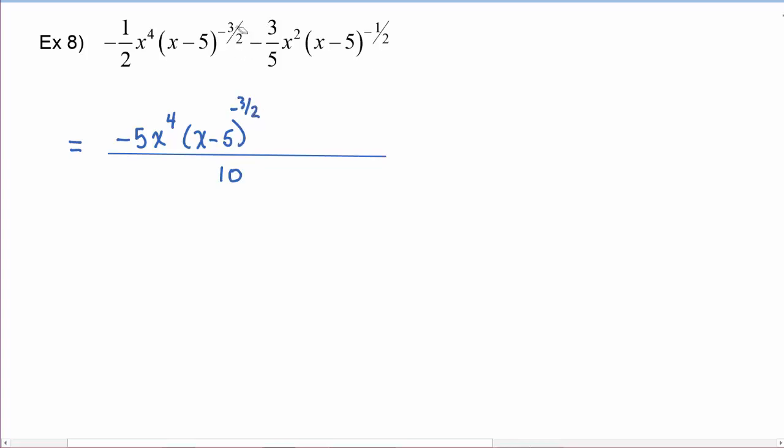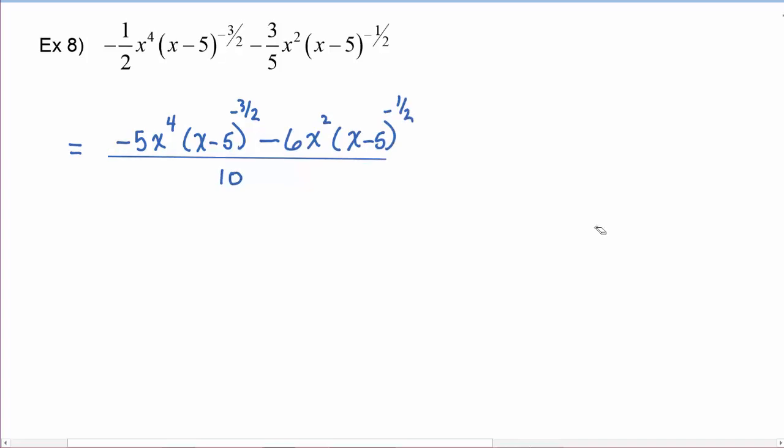Then we have this minus sign. Now this fraction is missing the 2 out of the 10. So if we multiply by 2 over 2, we can see this 3 will become a 6. And then we have x squared, x minus 5 to the negative 1/2.